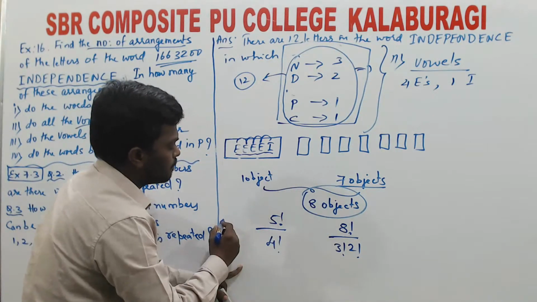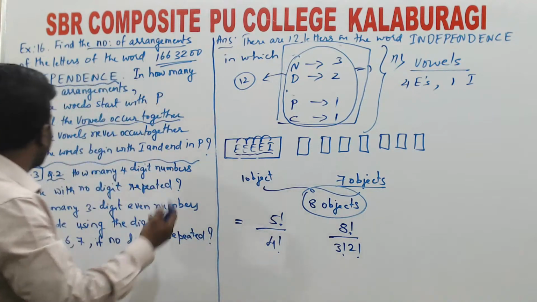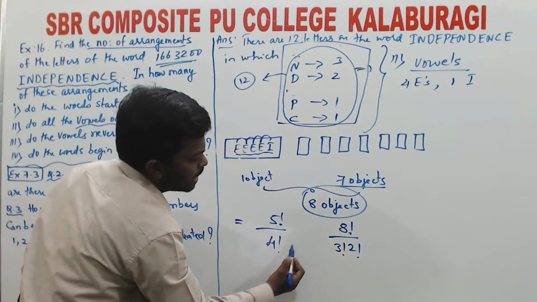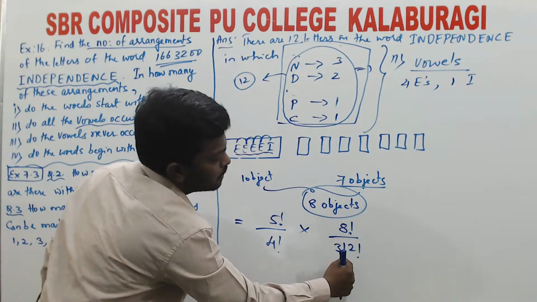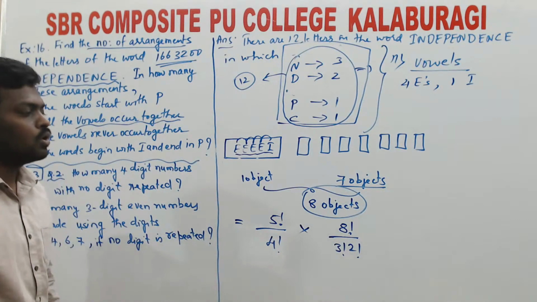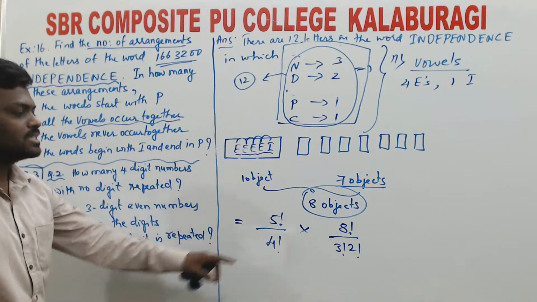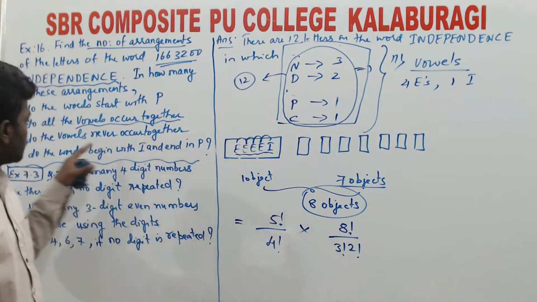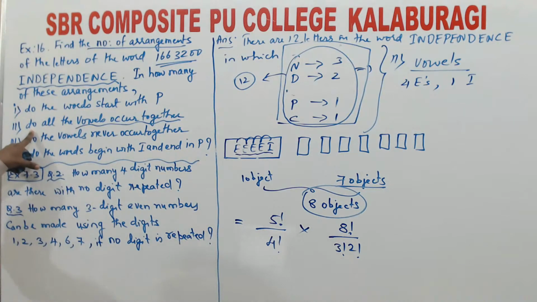So the total number of ways in which you can arrange the vowels together is 5 factorial by 4 factorial into 8 factorial by 3 factorial into 2 factorial. Okay, so is that clear, students? So this will be the answer of the second one. All the vowels occur together.